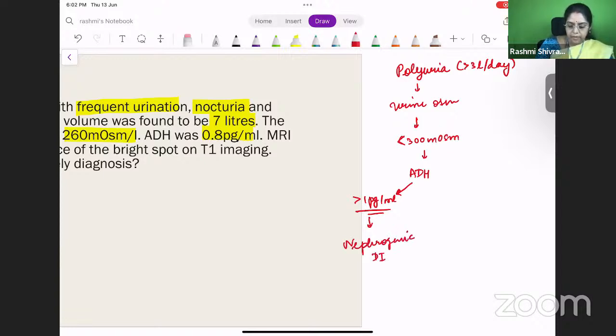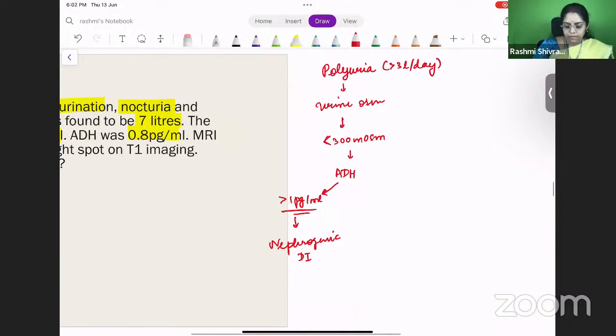So what does it basically mean? The ADH level is good, but the patient is producing polyuria. The patient is not able to concentrate the urine despite ADH being high. So what does it mean? There is insensitivity of the ADH receptor. ADH is there in adequate concentrations, but the receptors are not functioning properly, so the patient is having polyuria. That is what is meant by nephrogenic diabetes insipidus, when the ADH levels are high, more than 1 picogram per ml.